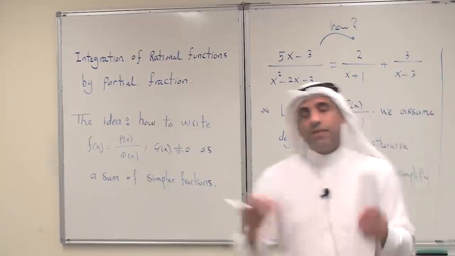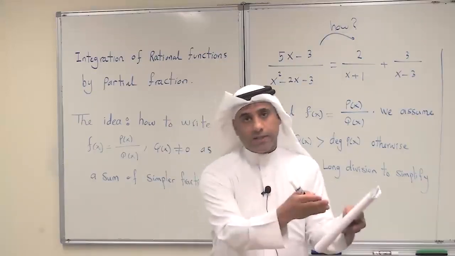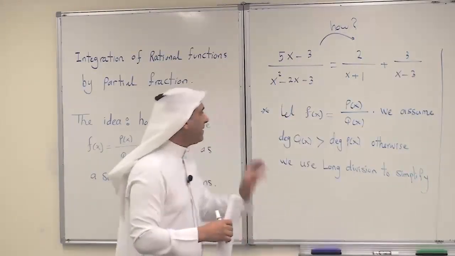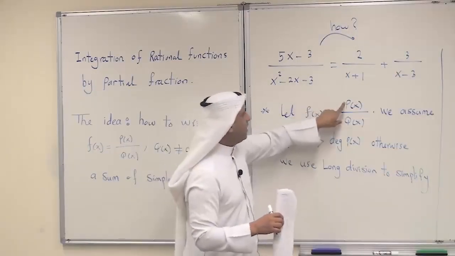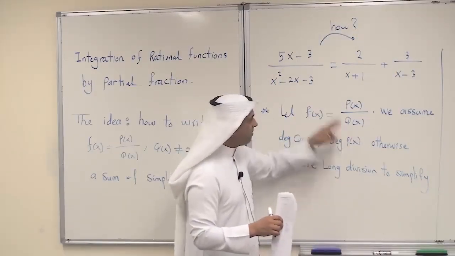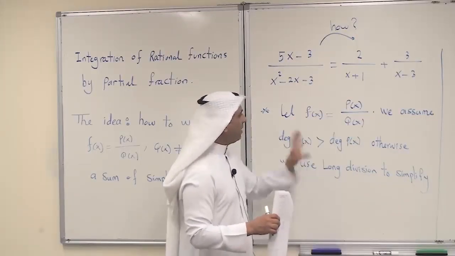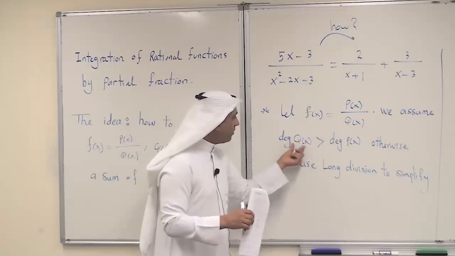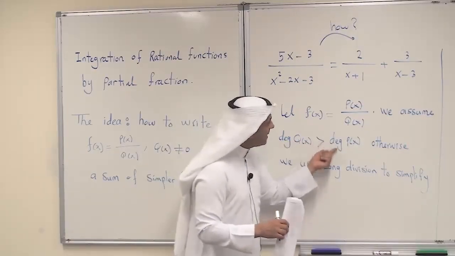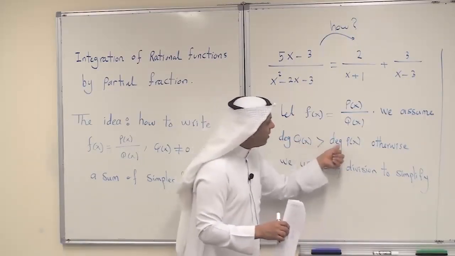Now, how to apply this procedure? How to rewrite a single fraction into a sum of fractions? Before we go to that point, let us make some assumptions. Let us assume we have a function which is p of x over q of x. As we said before, this is a polynomial not equal to 0. This is another polynomial. We will assume that the degree of the denominator, the degree of q of x, is larger than the degree of p of x. So the degree of the denominator is greater than the degree of p of x.